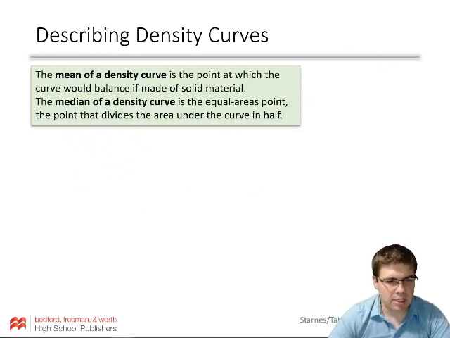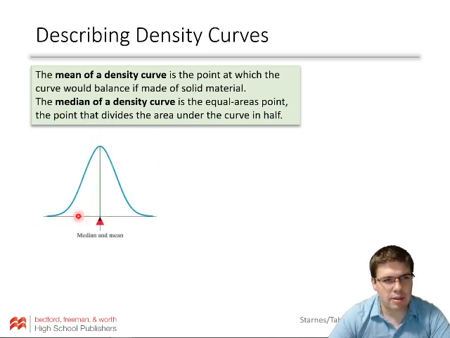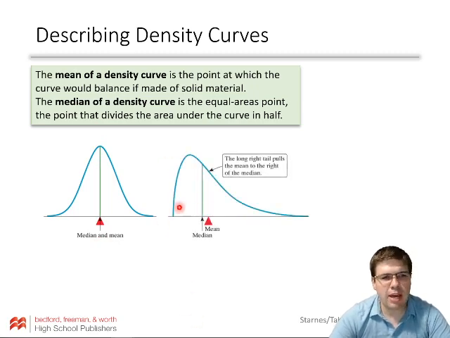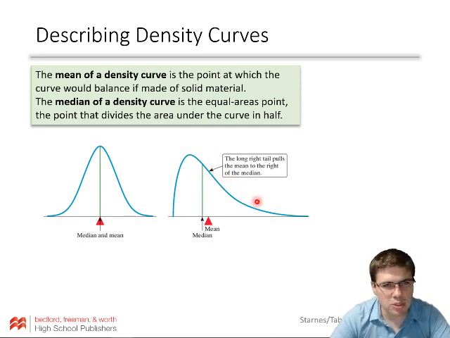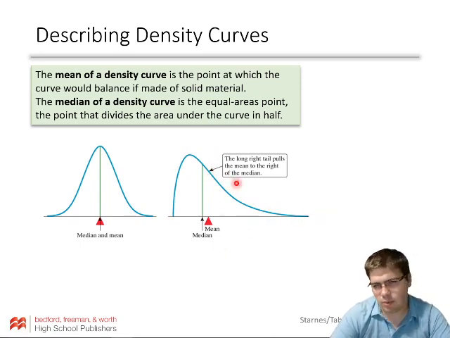All right, so the mean of a density curve is the point at which the curve would balance if made of solid material, and the median is the equal areas point. So in a symmetric distribution, a bell-shaped distribution, the mean and the median would both be right under the center, about the same. But if we have a skewed distribution, actually you've already seen me draw shapes like this on the board. I haven't told you they're called density curves, but those are density curves. So there I draw a general shape just with this line. So this right tail pulls the mean further to the right than the median.